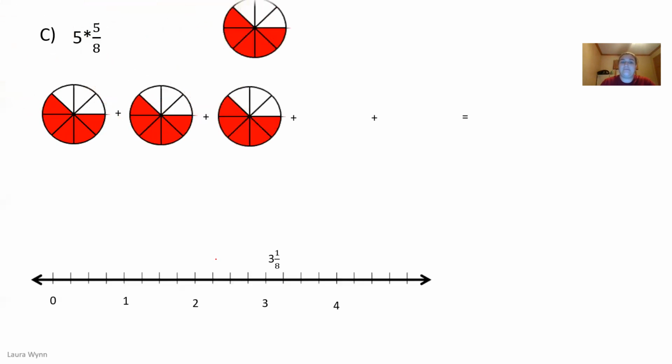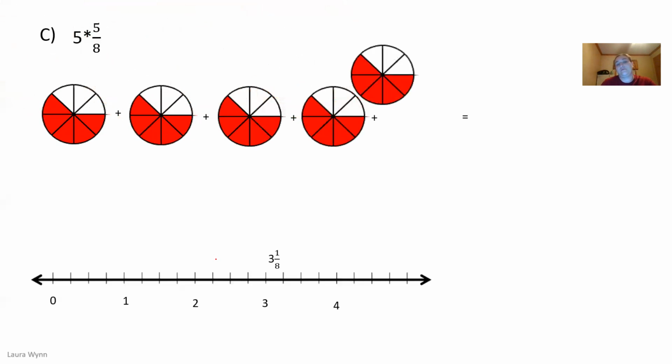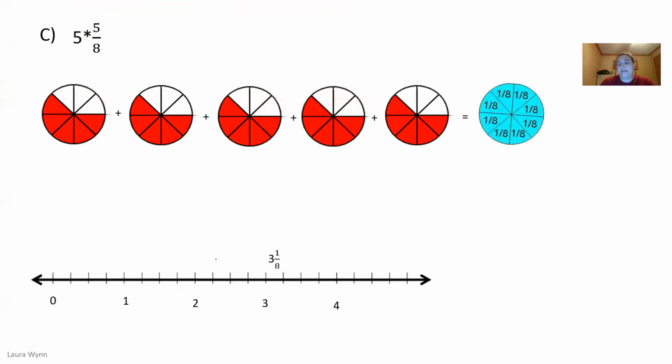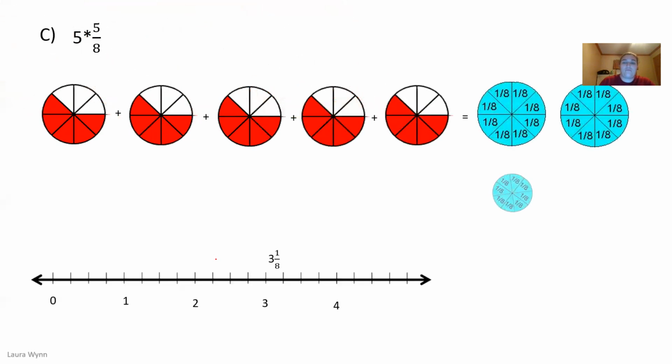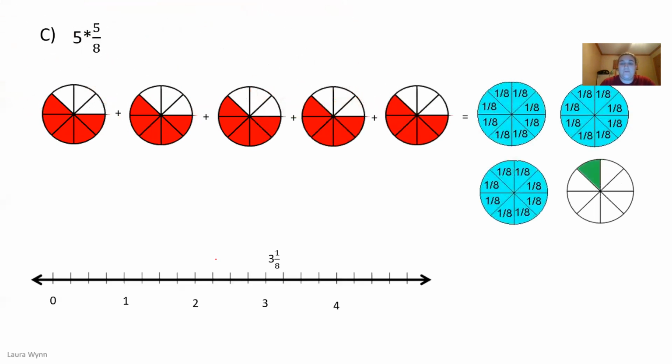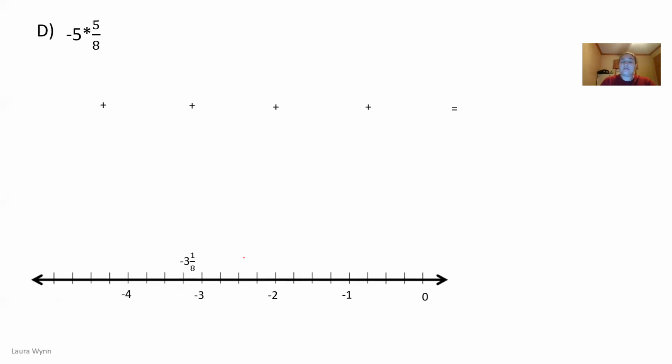Again, here we got 5 times 5/8, same as what we just did. And here's the answer. We got 3 and 1/8. And down here on the number line, here's the 3 and the 1/8. Each one of these in between is a mark, just in case you guys didn't catch that. Here's our negative. We got -5 times 5/8.